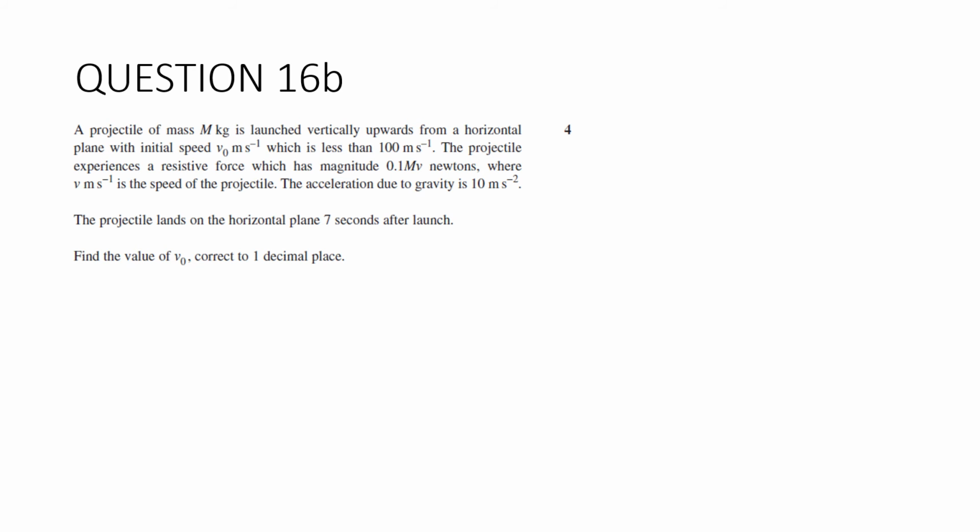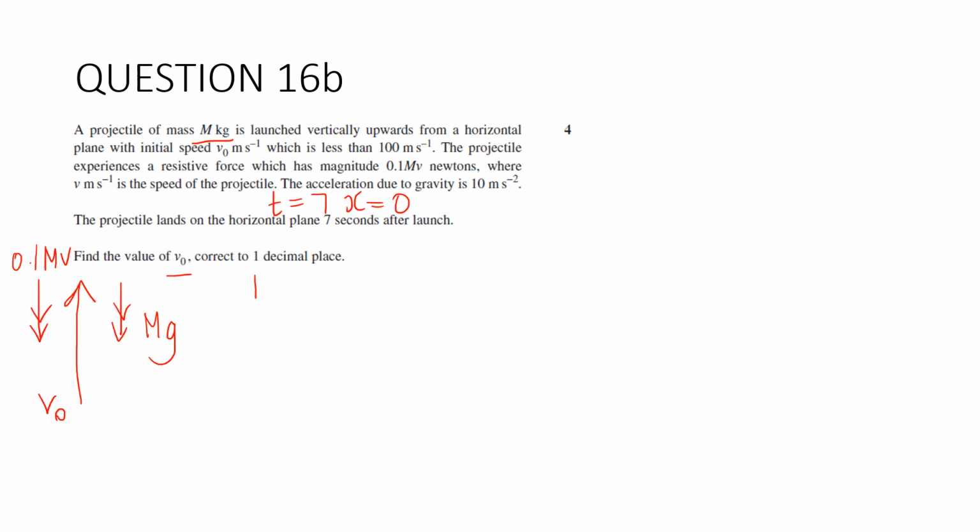16b, a projectile of mass m kilograms is launched vertically upwards from a horizontal plane with initial speed v0, which is less than 100 meters per second. The projectile experiences a resistive force, which has a magnitude of 0.1 mv newtons. v is the speed of the particle. Acceleration due to gravity is 10 meters per second squared, so we're going to have mg. Projectile lands on the horizontal plane 7 seconds after launch. Find the value of v0 correct to 1 decimal place.